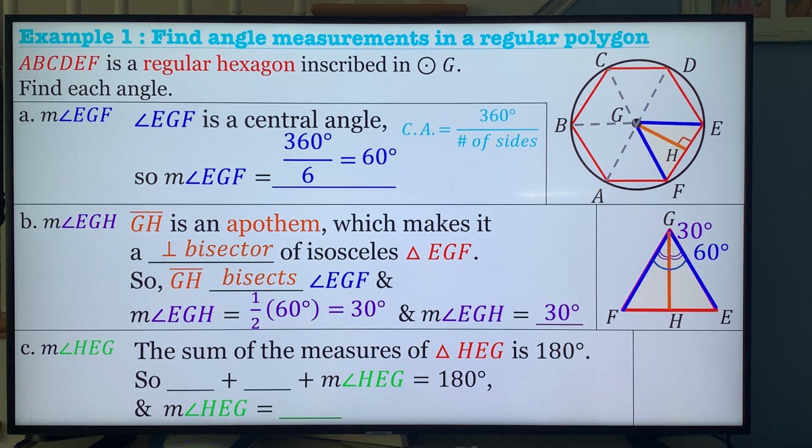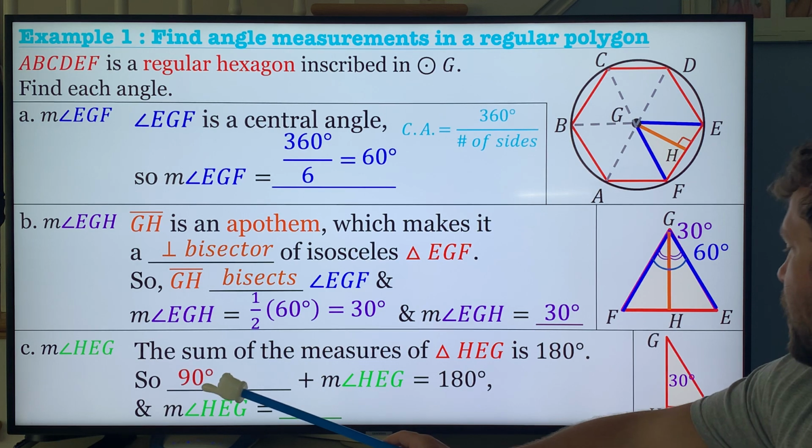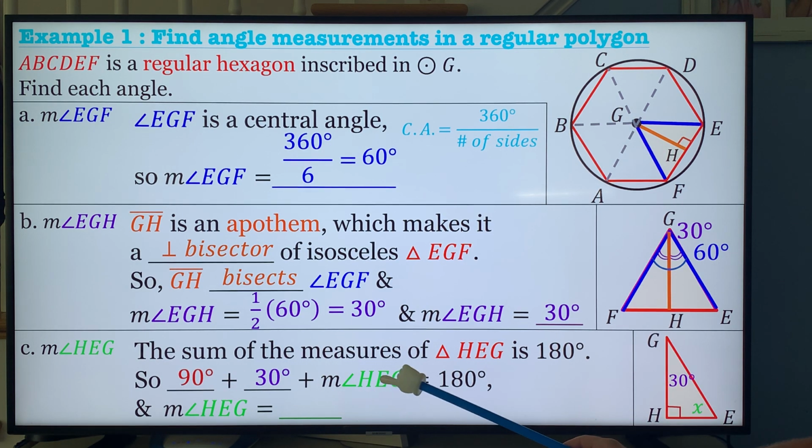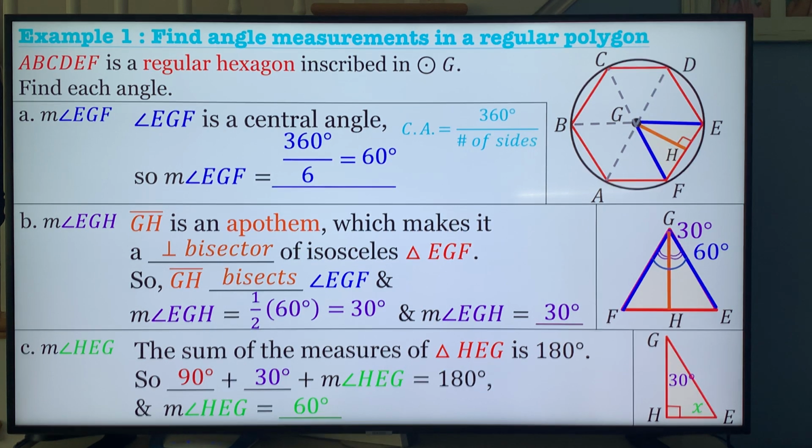So, what do we find here? Angle HEG. So now we're finding this angle. So we've got 90, we've got 30, and x, and this is another little triangle here, so it adds up to 180. So 90 plus 30 plus HEG is 180. 120 plus HEG is 180. 60 is HEG. So in this case, HEG is 60.